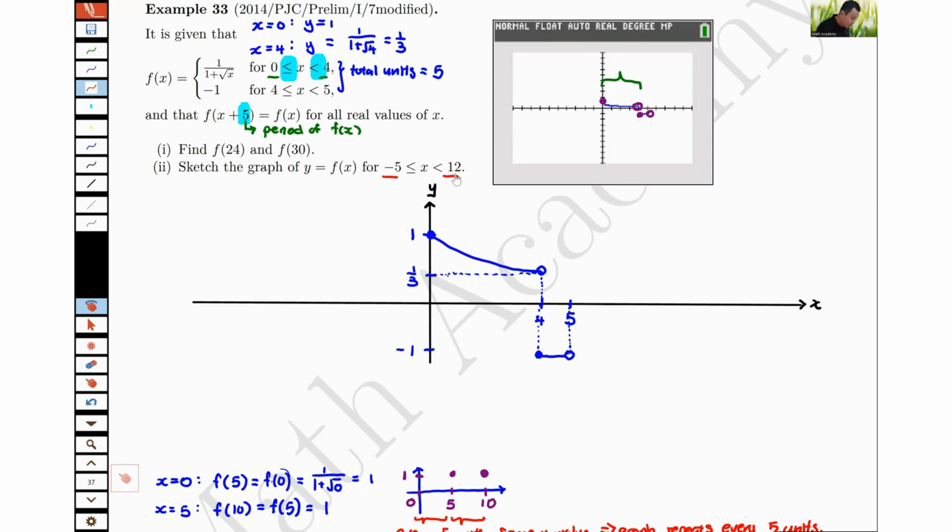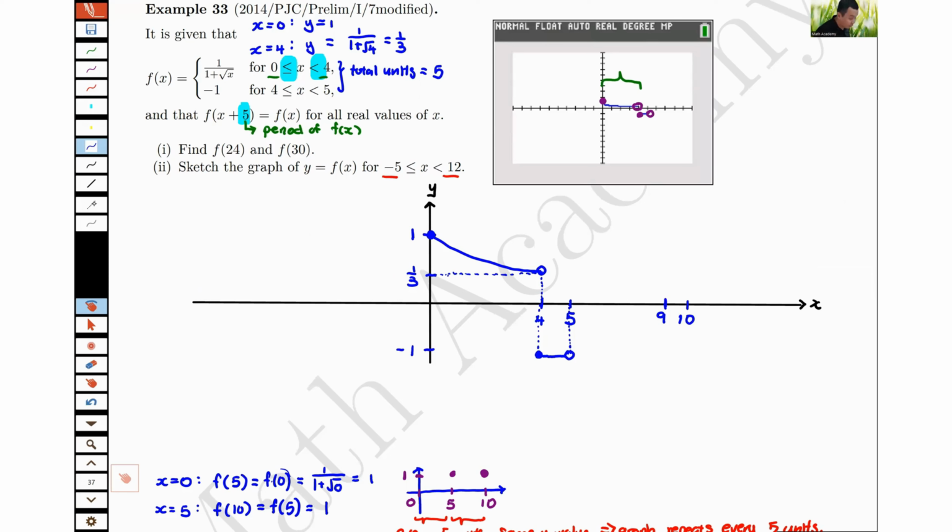Now we will plan out slowly. Let's go for the next segment. After 0 to 5, we can go for 5 to 10. Every cycle is 5 units. And I know that the first stretch of the graph is 4 units. So the first stretch will be 5 to 9. Let's draw in 5 to 9.